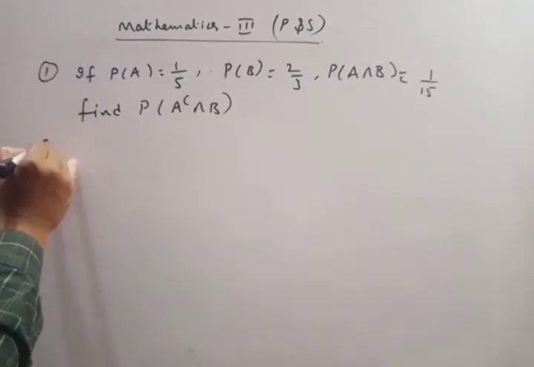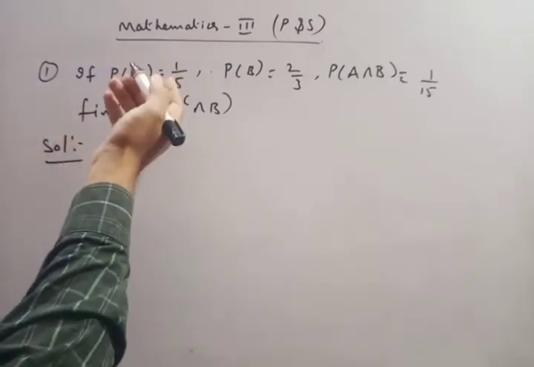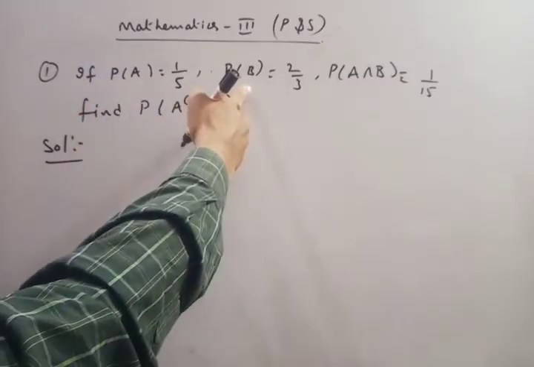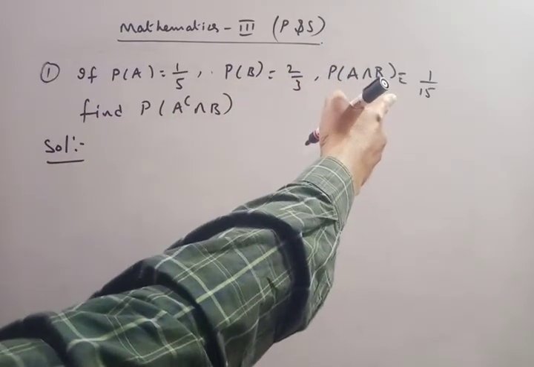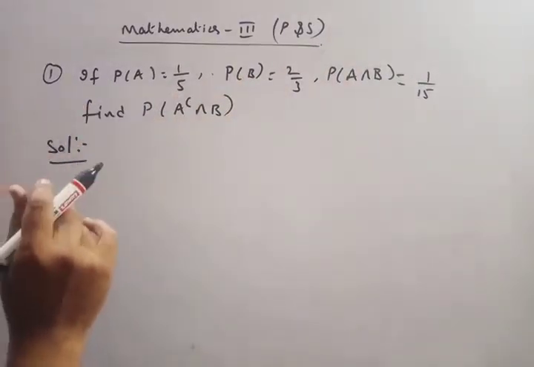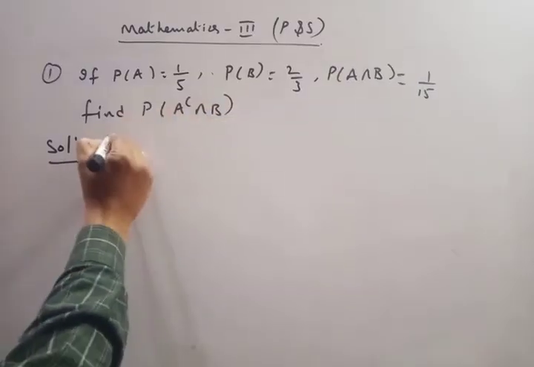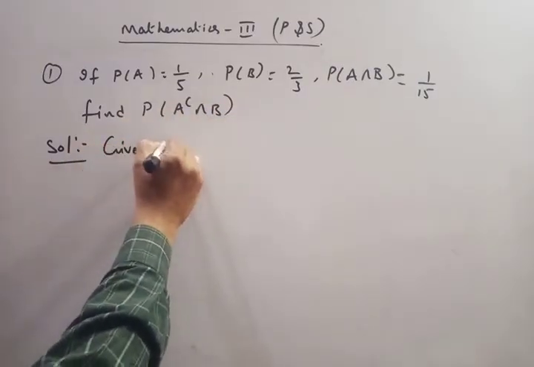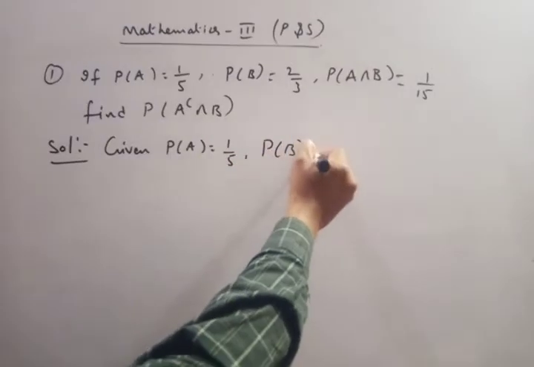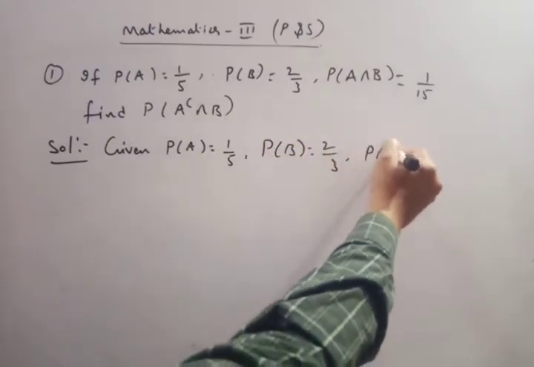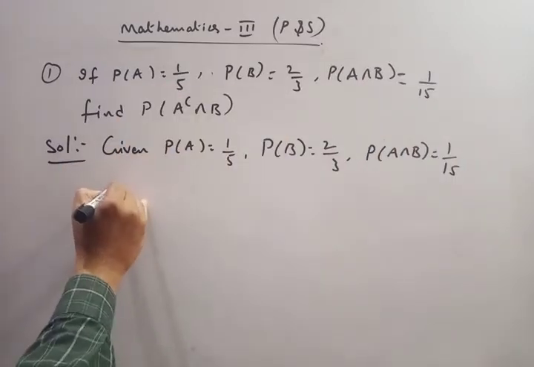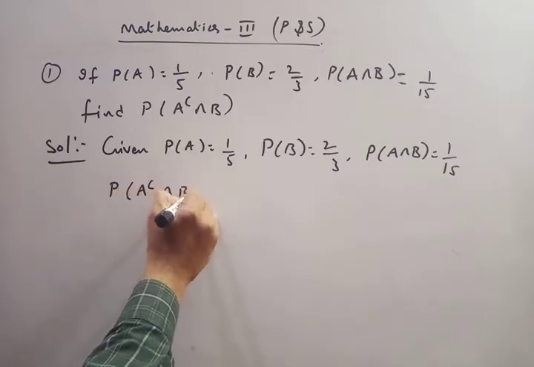See, it is simple here. This is a 2 mark problem, correct? The solution is also very short, right? So given P of A is 1 by 5, P of B is 2 by 3, P of A intersection B is equal to 1 by 15. That you have to write. Very important: whenever you are solving a problem, you write the given data. So what is given here? Probability of A is equal to 1 by 5. Probability of B is equal to 2 by 3. Probability of A intersection B is equal to 1 by 15. What we have to find? P of A complement intersection B.